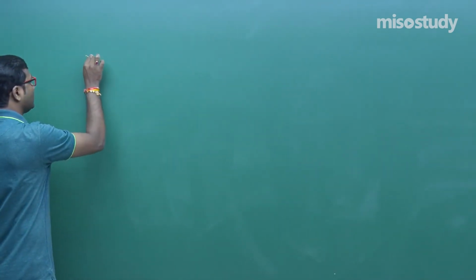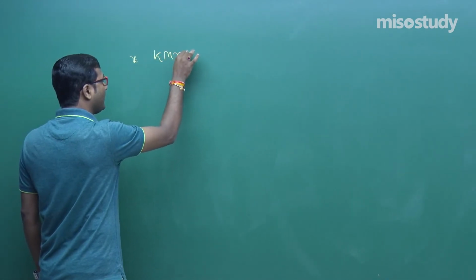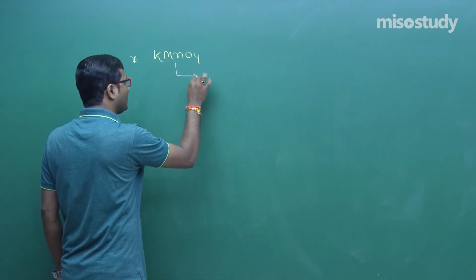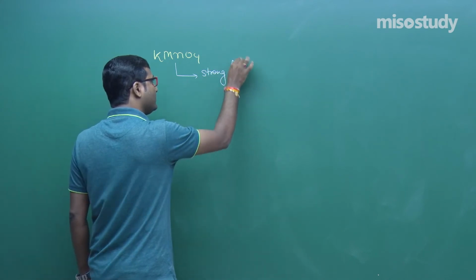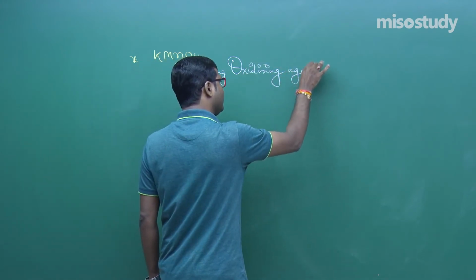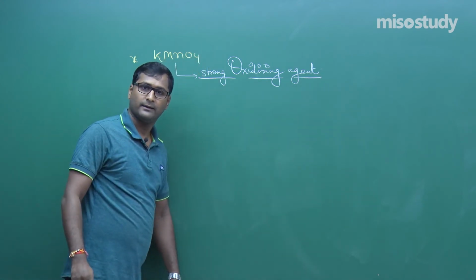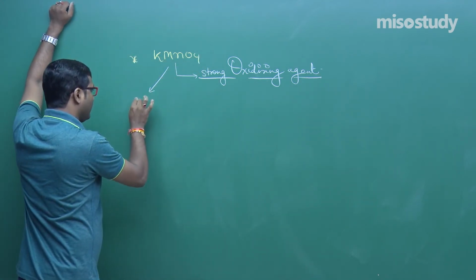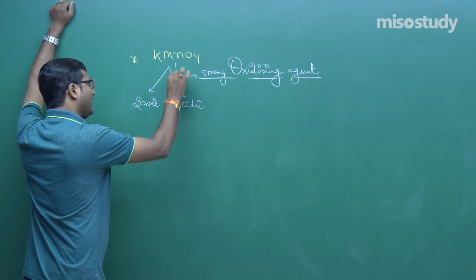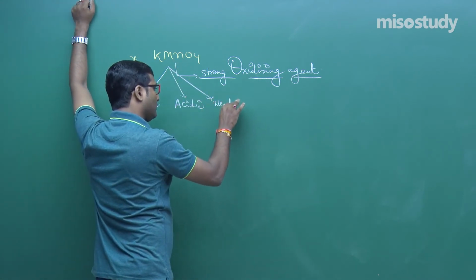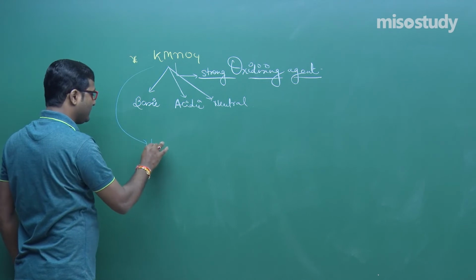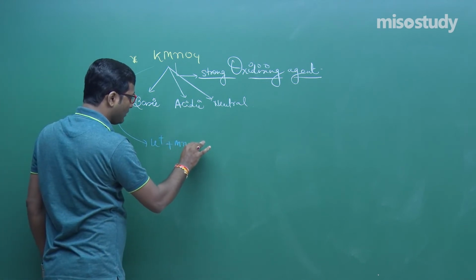So the next topic is KMnO4, my friend. This acts as a strong oxidizing agent. Strong oxidizing agent. Clear to you? In all media, that is basic medium, acidic medium, and neutral medium also. Clear to you? Acidic, basic and neutral medium. As we know, it will dissociate like this: K+ and MnO4-. Clear to you?